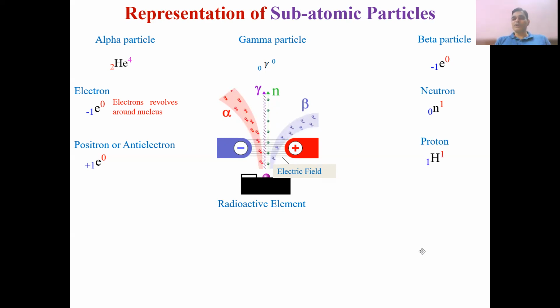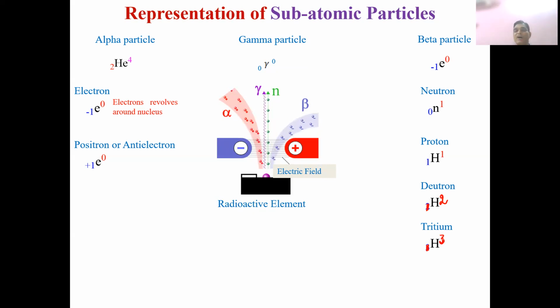The representation of proton is capital H, while 1 is written as the subscript and the superscript. The deuterium is represented as H, and 1 is written as subscript, and the 2 is written as superscript. So that is the representation of the deuterium. Tritium, 1 is written as subscript, while the 3 is written as superscript. So that is the representation of tritium.